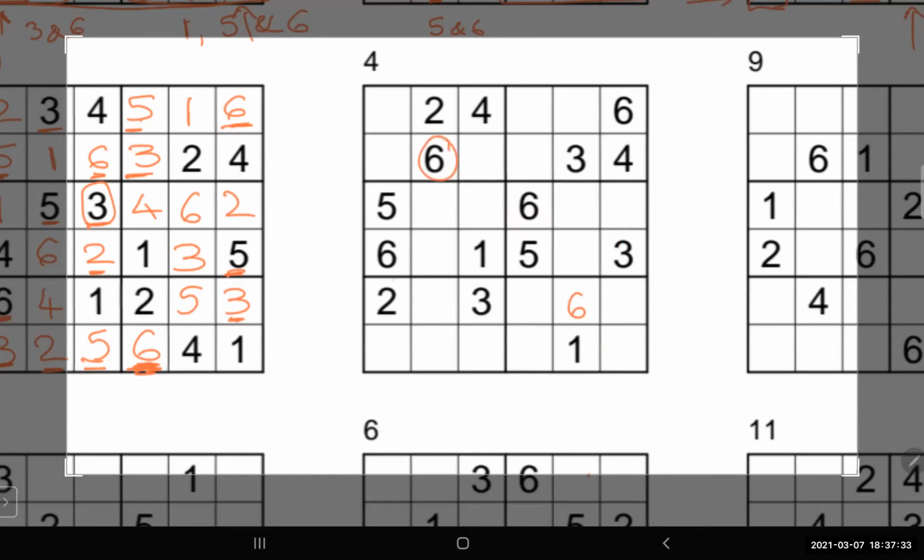Similarly, let us try to solve for 6 here and here. Tell me, where will 6 go? Using these two 6s here and here, solve for 6 in this grid. Yes, below the 3. Okay. Now, did we solve for all the 6s in all the grids? Look, we have 1, 2, 3, 4, 5, 6. All 6s are done. Let's take another number now.